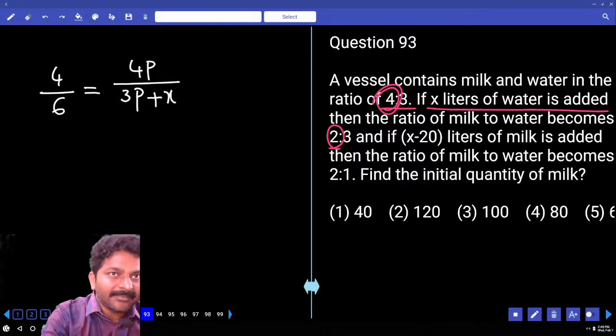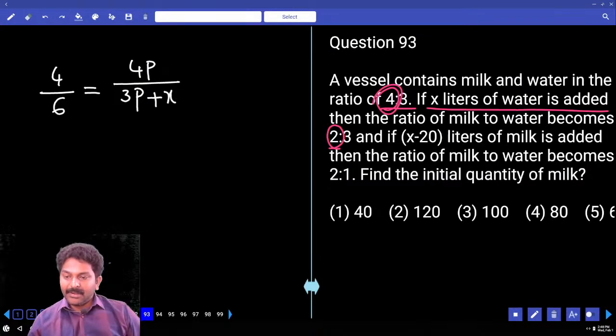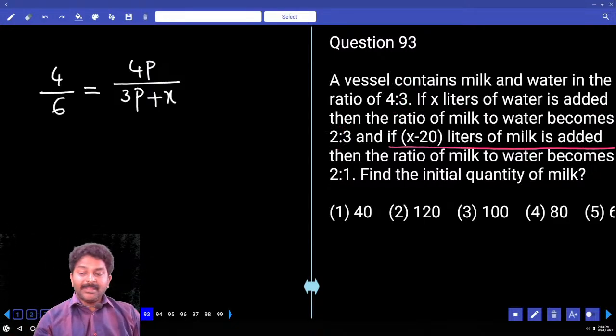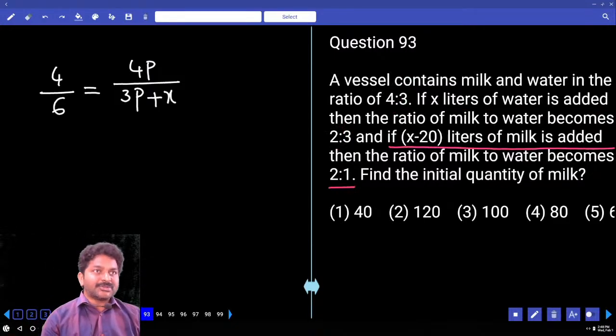Is this okay? Right. Now, if x minus 20 liters of milk is added, then the ratio becomes 2:1. Second case, what is the quantity that we are adding?